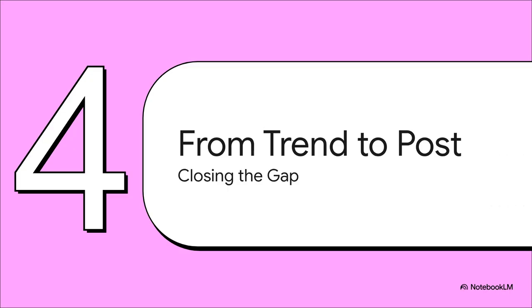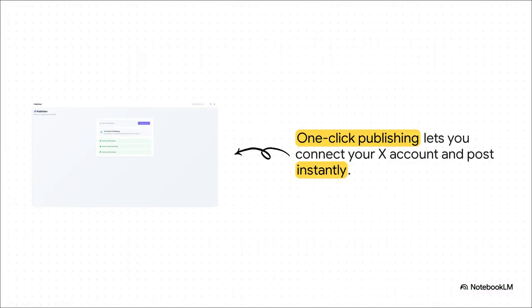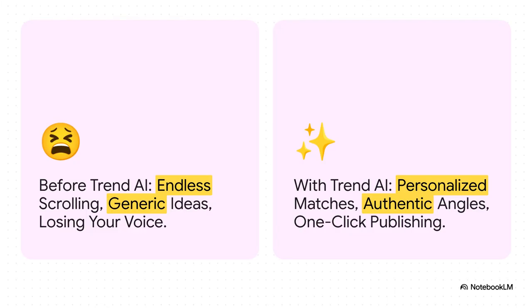The whole point of this system is to just obliterate that gap between, oh, that's a cool trend, and actually hitting publish. It's built from the ground up to take you from that first spark of an idea to a finished, authentic post in just a few clicks. And that includes the last step, getting it out there. You can literally connect your social accounts, like X, and publish the draft you love directly from the tool. The whole workflow is designed for speed, so you can jump on a trend while it's still red hot, not days later.